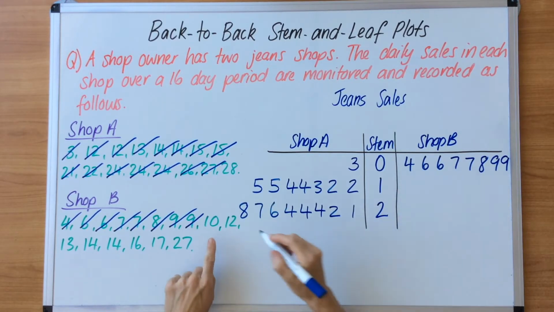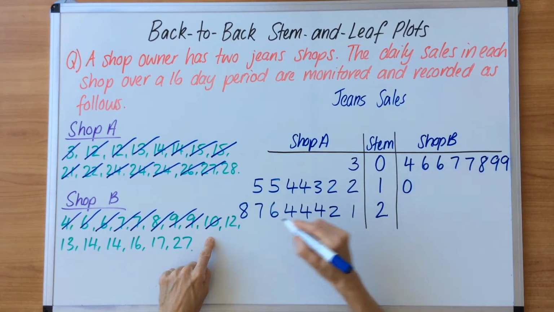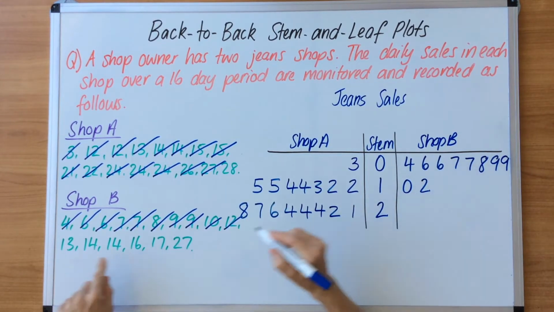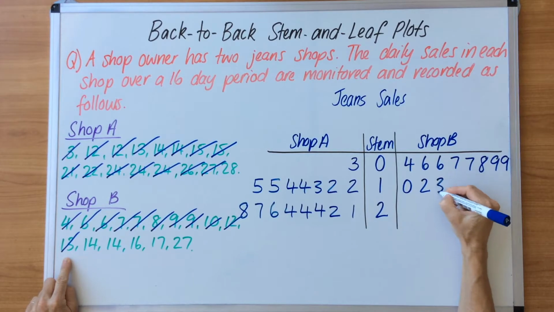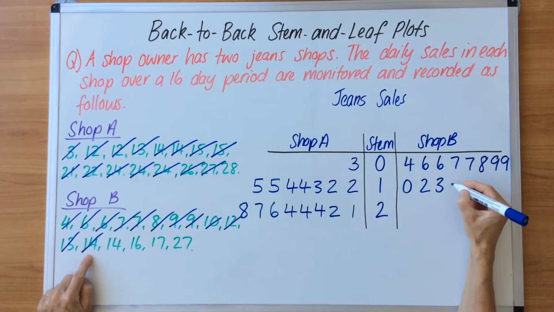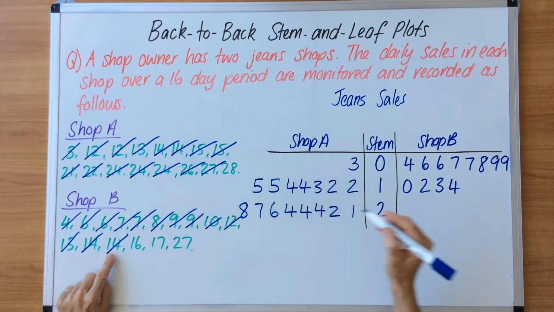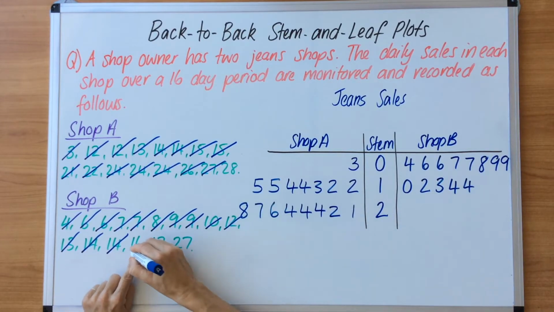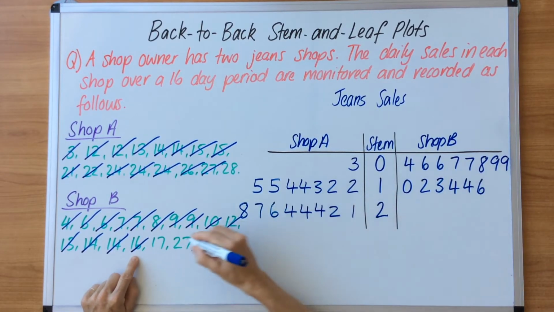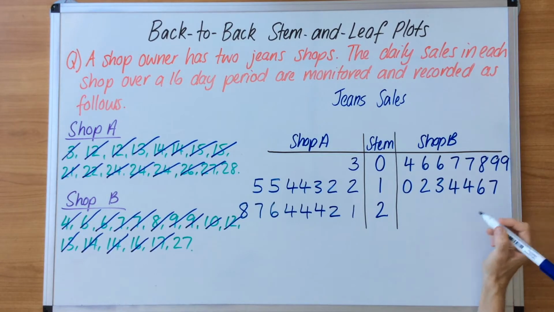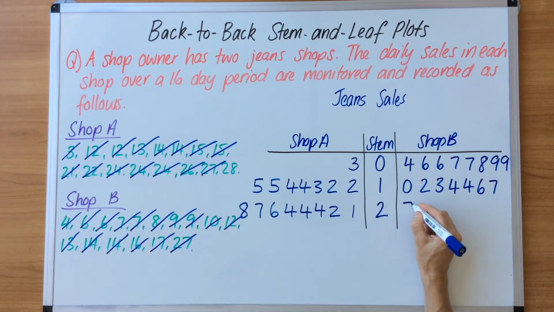Now we're going to the 10s. So we've got a 0 for 10, 12, 13, 14, 14, 16, and 17. And last but not least, 27.